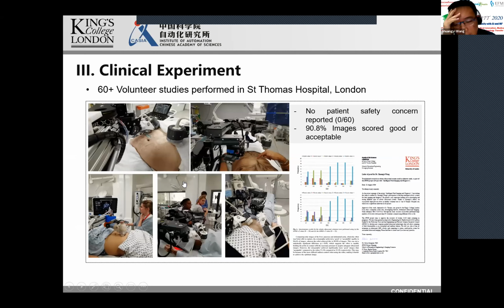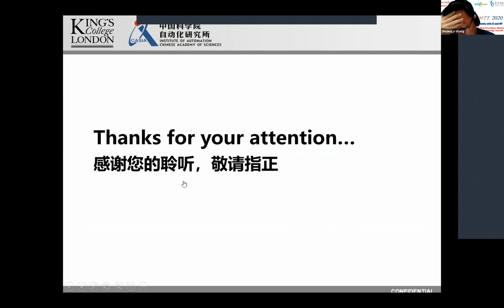So this is my presentation for today, basically introducing 3 ultrasound robots that we developed in the past years. We have other medical robots as well, but for today's session we're talking about medical robotic imaging, so I think the ultrasound robot will be a perfect topic for today.